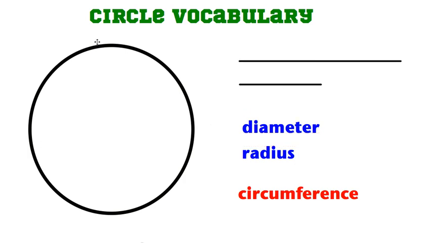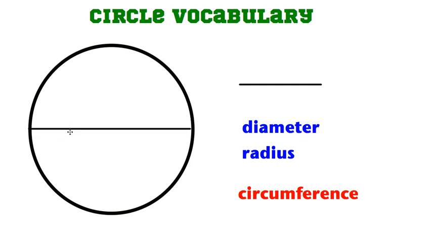There's some important vocabulary involved with the circle. The first word is diameter. We also have radius, and the other important word is circumference. So when it comes to the circle, we have diameter, which is a line that goes across from side to side in the circle, across the center of the circle. So if this was the center dot, we'd want that line going through the center dot from edge to edge.